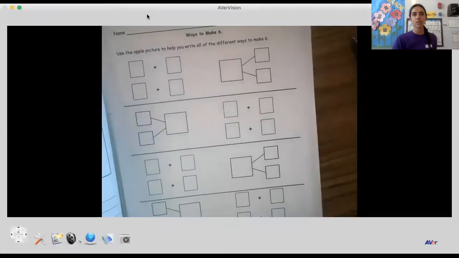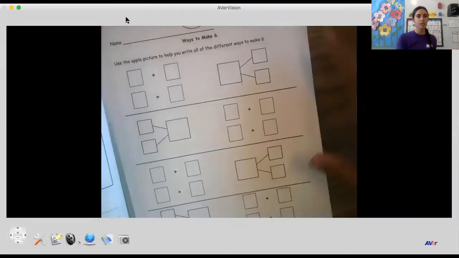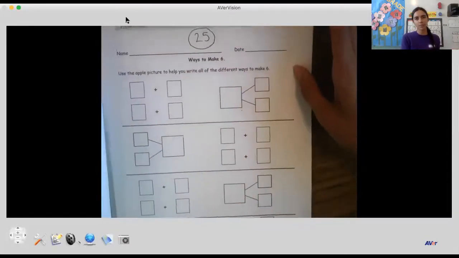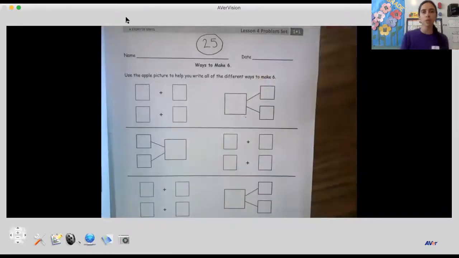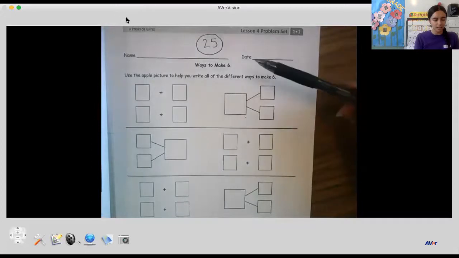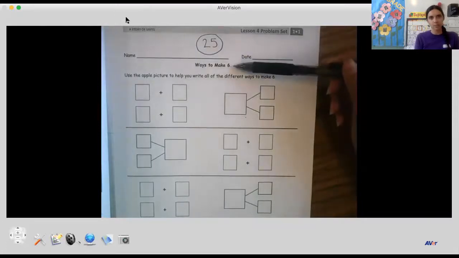I'm going to share my screen so that you can see what page 25 looks like. This is what page 25 will look like in your student's math book. Let me just get it lined up straight. This is what page 25 looks like in your student's math book. And the topic of this assignment is ways to make 6. So students are going to look for all the different ways that they can make 6.